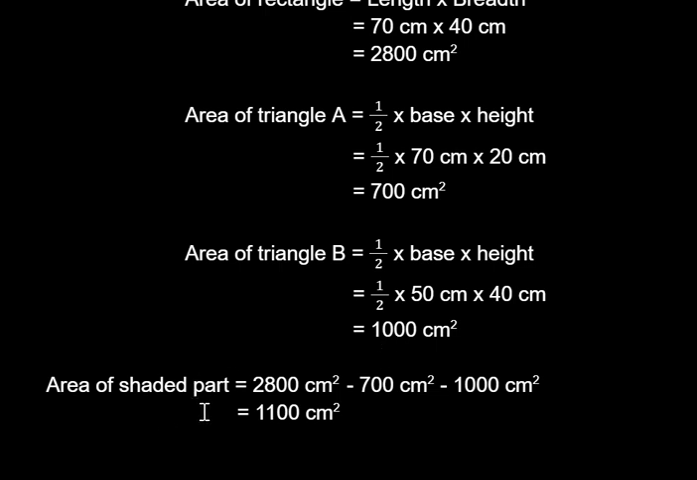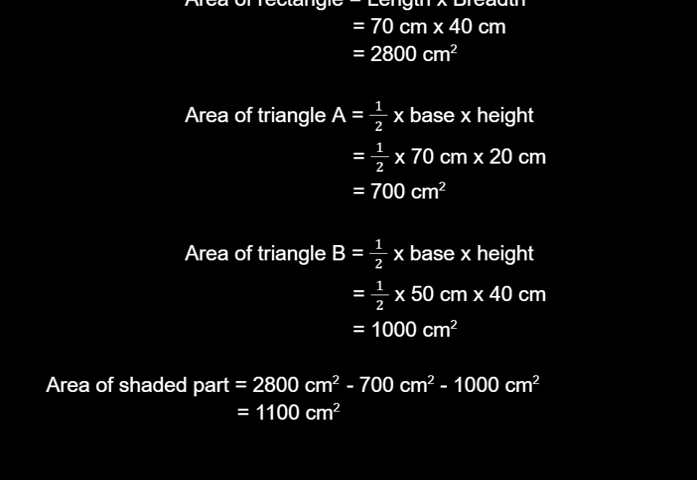So the area of the shaded part is, I take the area of the rectangle, which is 2800, subtract triangle A, which is 700, subtract triangle B, which is 1000. The answer is 1100 centimeters square. I've solved the problem.